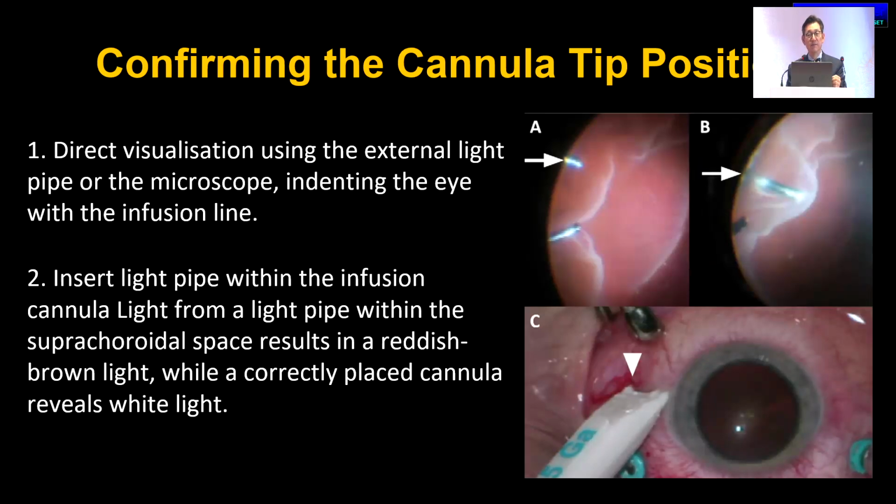And it's happened to me, and it may well have happened to you, where it looks like we're in, but we aren't in, or we're just in. And as the eye rotates, the cannula can get out of position and be underneath the retinal or under the uveal layers.